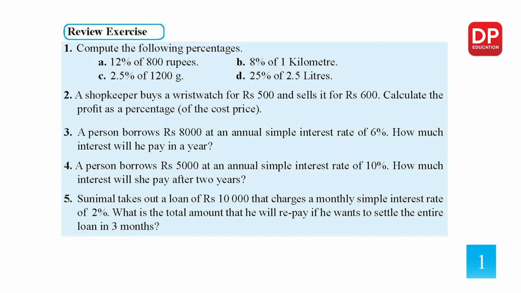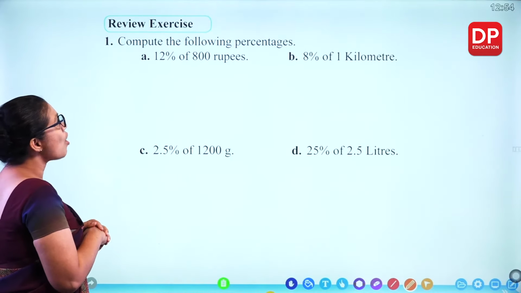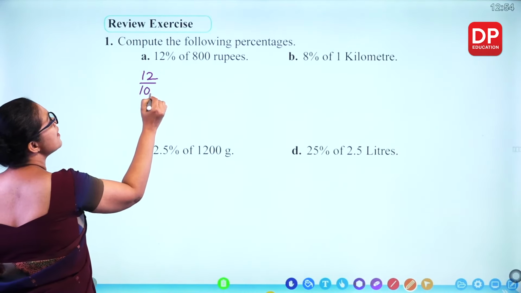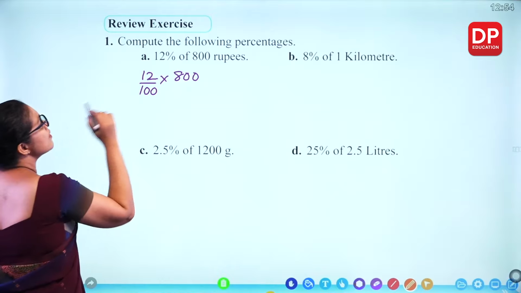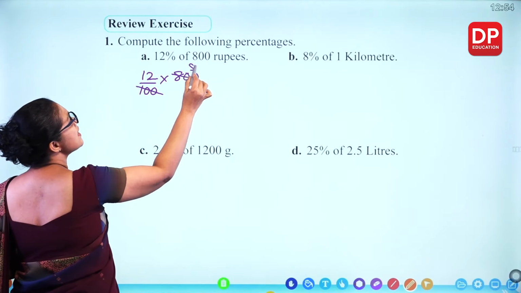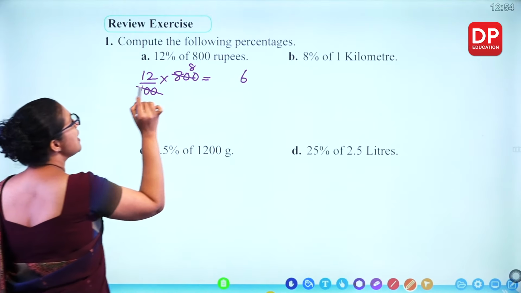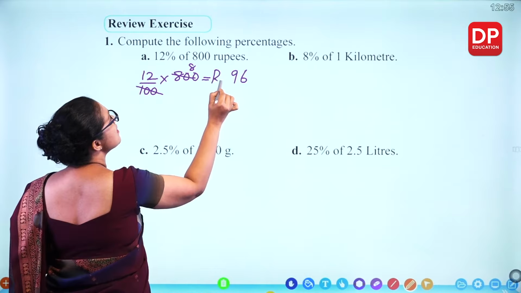Now we'll look at the review exercise. Compute the following percentages. 12% of 800. So this means 12 over 100 into 800. So 100 times 8, 8 times 12, 8 times 2, 16, 1 remaining, 8 times 1, 8 plus 1, 96 rupees.